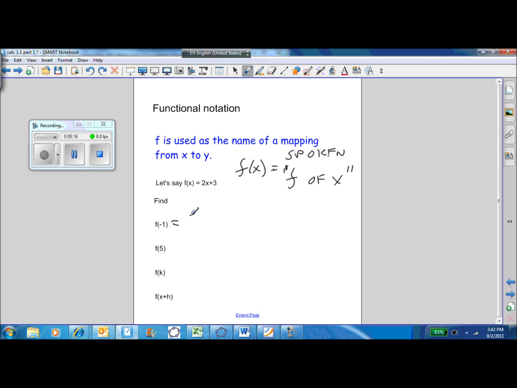So for f of negative 1, we have 2 times negative 1 plus 3. And you get negative 2 plus 3. That's 1. F of 5, plug 5 in wherever you see an x. 2 times 5 plus 3.